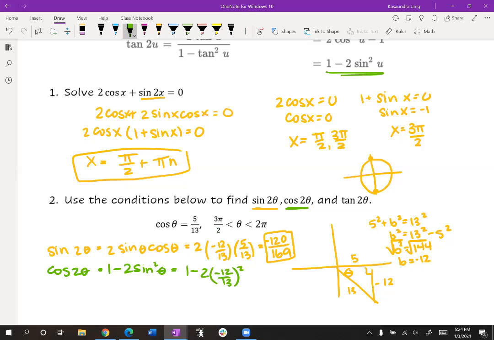We needed sine squared. All right, so we have a denominator of 169 again. So I will treat this as 169 over 169 minus 288 over 169. Looks like I'm at a negative 119 over 169.